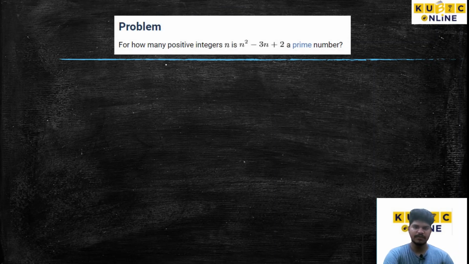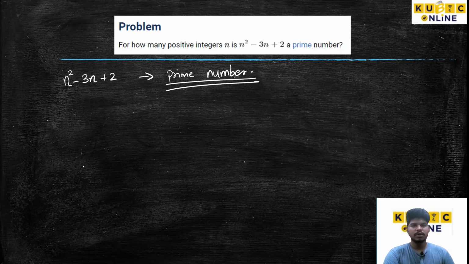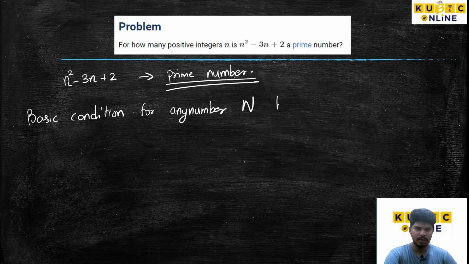For how many positive integers n is n square minus 3n plus 2 a prime number? So n square minus 3n plus 2, we have to say for how many values it is a prime number. So what is the basic condition for any number, let's say n, to be prime?